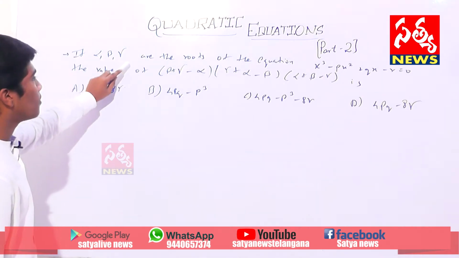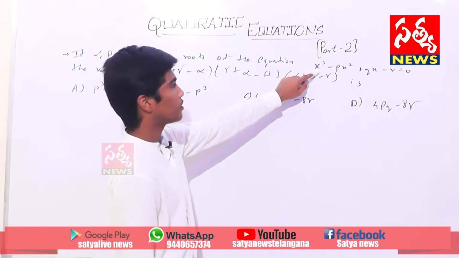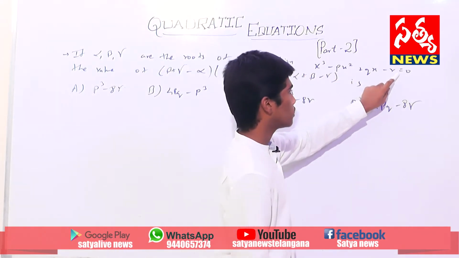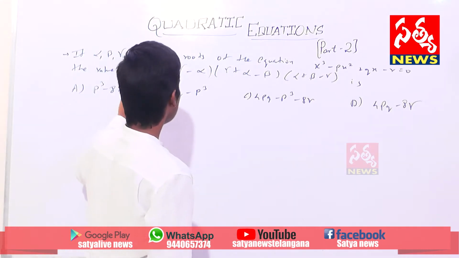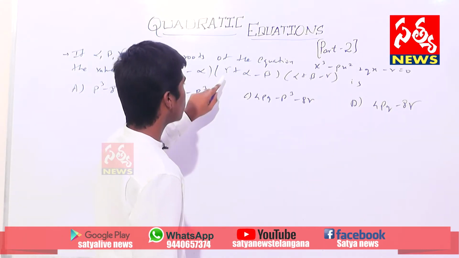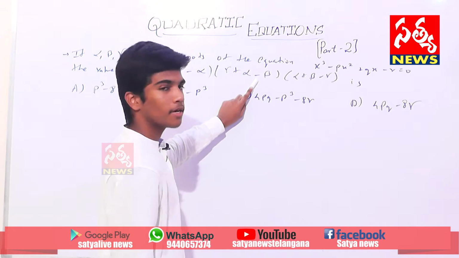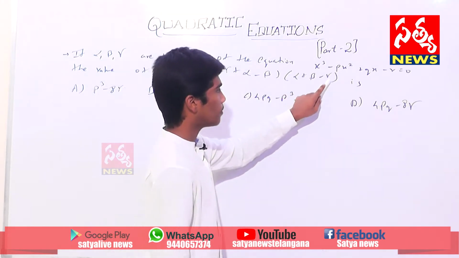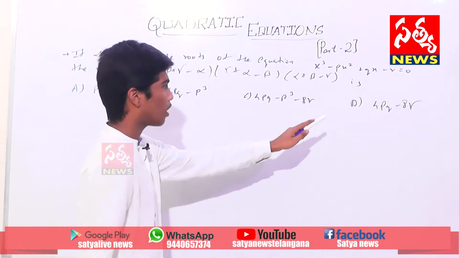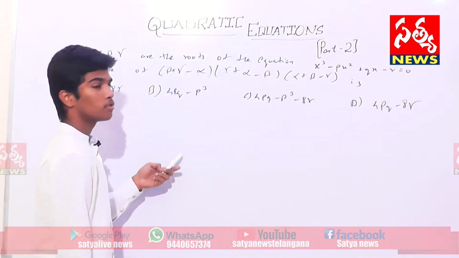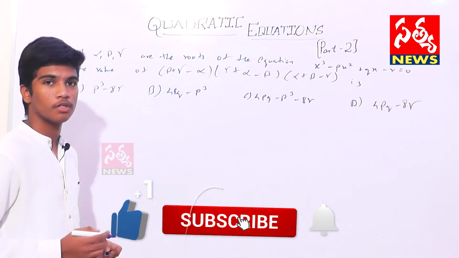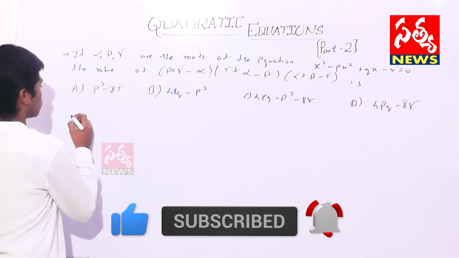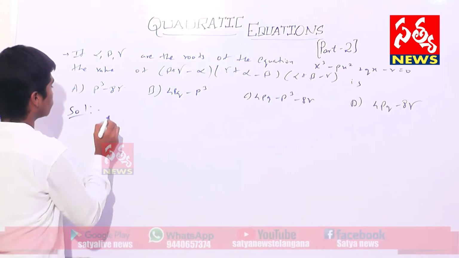If alpha, beta, gamma are the roots of the equation x cube minus px square plus qx minus r equal to 0, then the value of (beta plus gamma minus alpha) into (gamma plus alpha minus beta) into (alpha plus beta minus gamma) is. There are 4 options given. I will solve it. Before that, pause the video and try to do it yourself. I am going to solve it now.